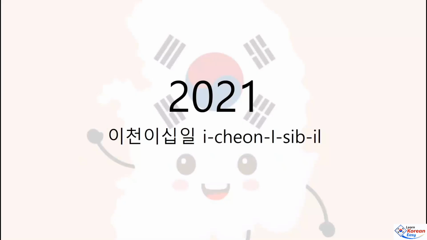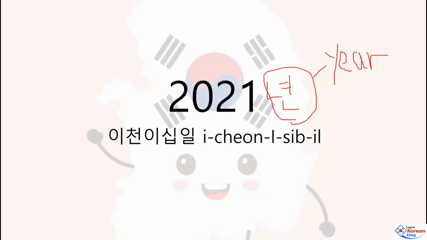2021. Hey, that's the year of 2021. If you want to say the year of 2021, you say in Korean, just for reference, you say 년. That's the year. So 2021년. That's the year of 2021. Awesome.